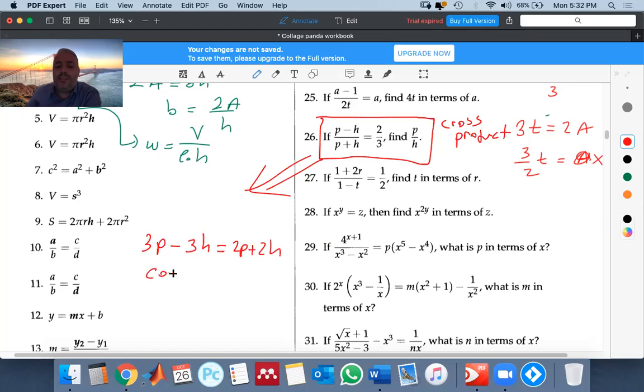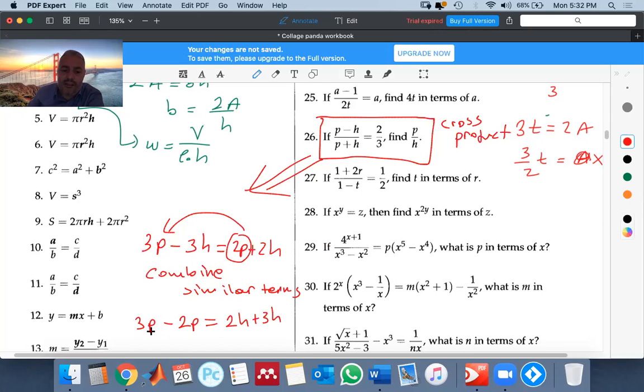Combine similar terms. What does it mean? P's with P's, H with H. So take 3P minus 2P, and the negative 3H with the other H, 2H plus 3H. Now 3P minus 2P is only P, and 2H plus 3H is 5H. What is the question? P or H. Be careful now. The question is P or H. And what is P? 5H. H is H, so the result is 5.